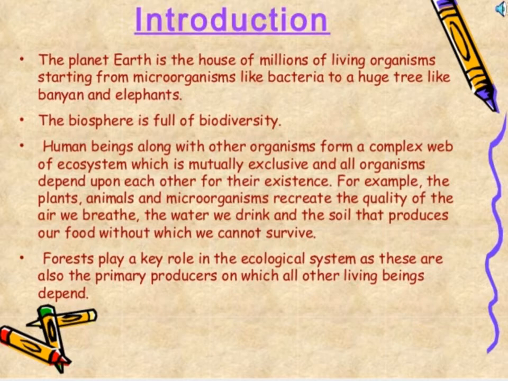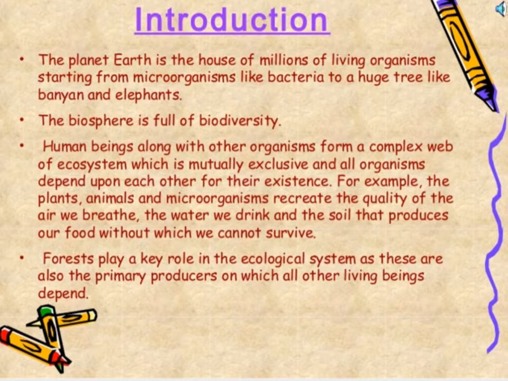As we all know, the planet Earth is the house of millions of living organisms, starting from microorganisms like bacteria to a huge tree like banyan tree, and there are other animals like elephants, lions, etc. So our planet Earth is a house for millions of living organisms, and these living organisms are of different sizes and are of different varieties. So the biosphere is full of biodiversity. That means जो हमारा ecosystem है उसमें variety of animals and plants are present.